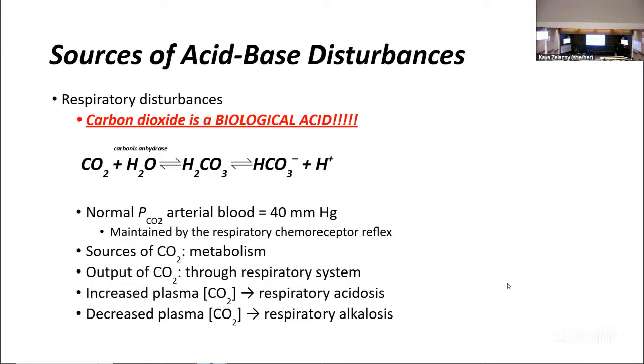So our respiratory system regulating that carbon dioxide can put us into either acidosis or alkalosis if it's behaving inappropriately. When we have an increase in carbon dioxide, that's respiratory acidosis. We didn't breathe enough of it off. When we see drops in carbon dioxide, this means that we're in respiratory alkalosis. It means that we're breathing off too much of it too quickly.